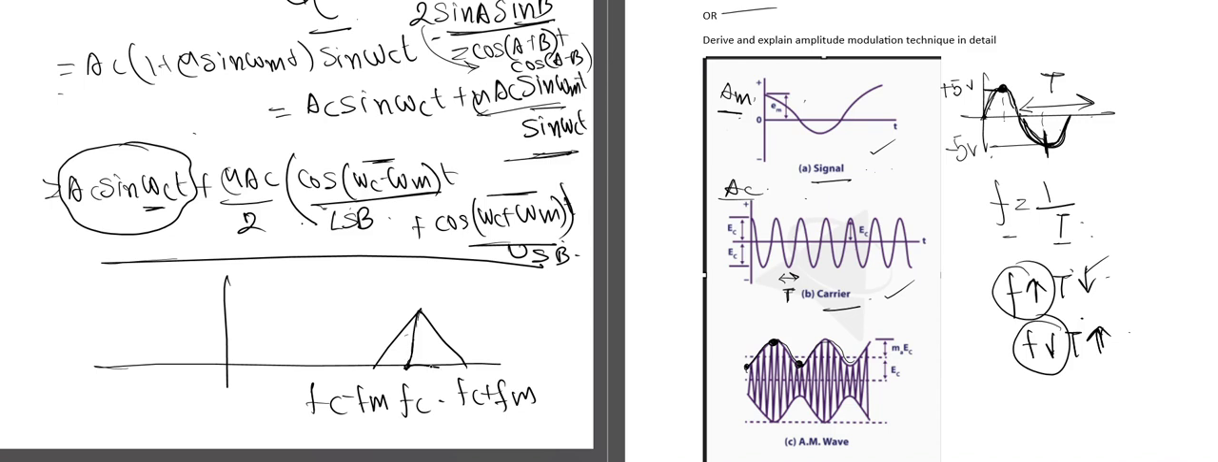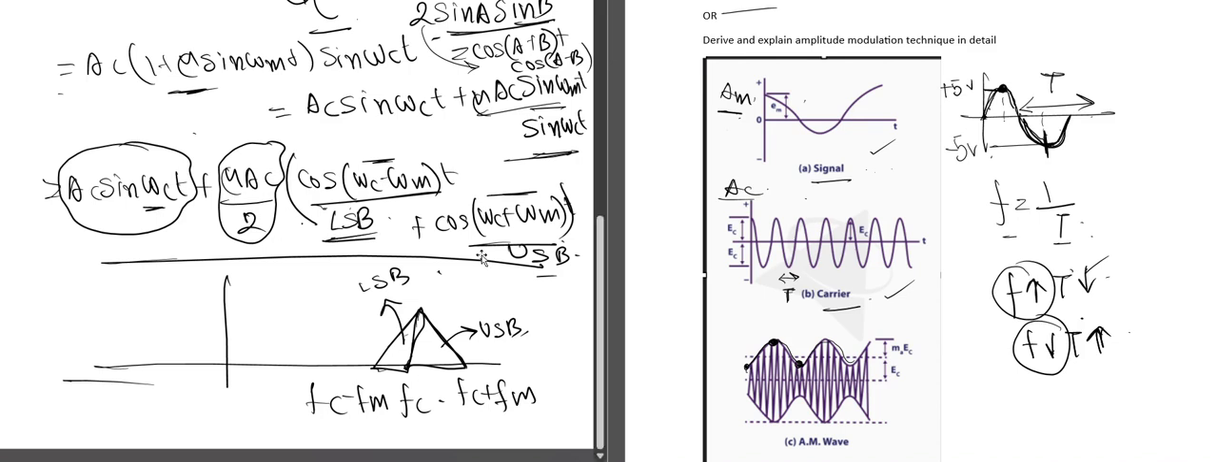So this particular portion is the upper sideband, and this particular portion is the lower sideband. Mu is the modulation index, which is equal to Am by Ac. And this mu Ac by 2 is the sideband amplitude. For the lower sideband, the amplitude is mu Ac by 2, and for the upper sideband as well, the amplitude is mu Ac by 2.